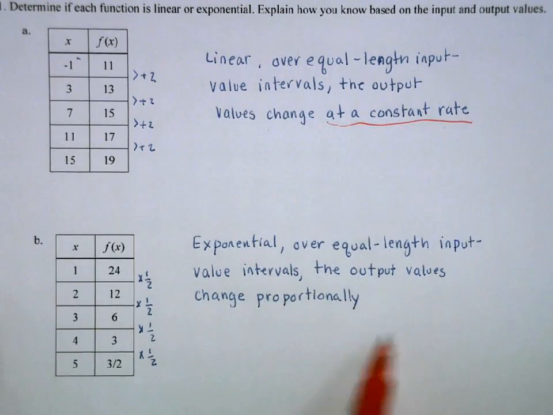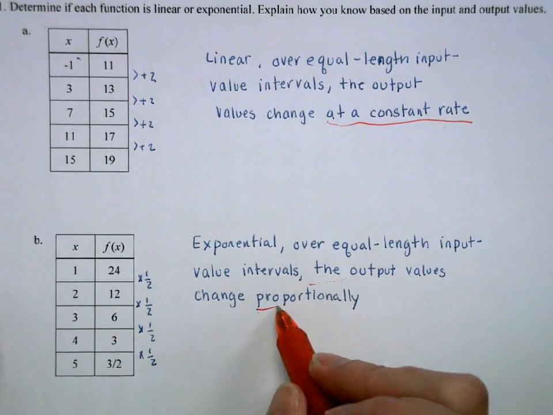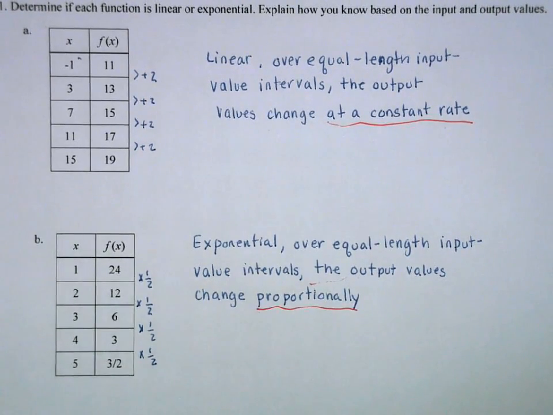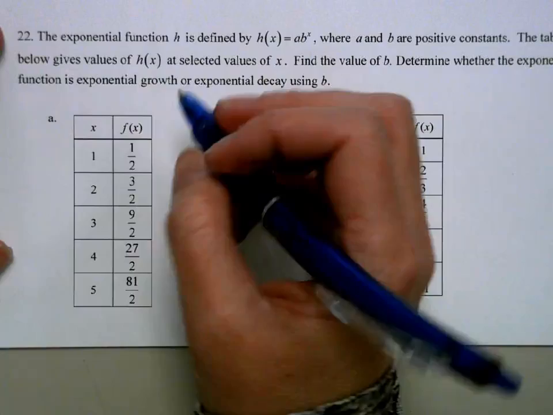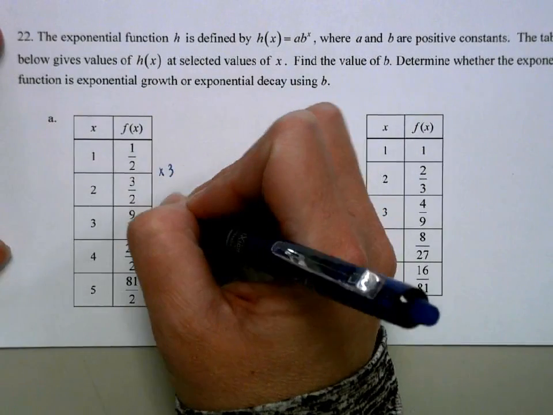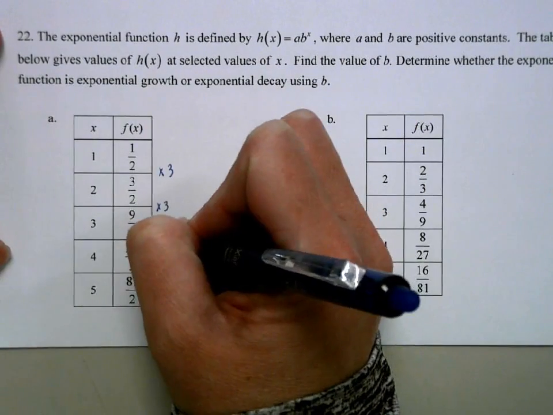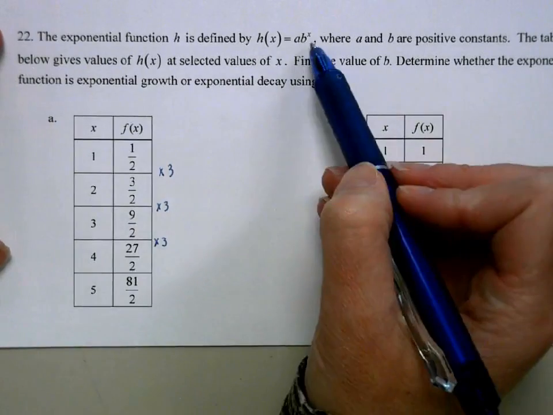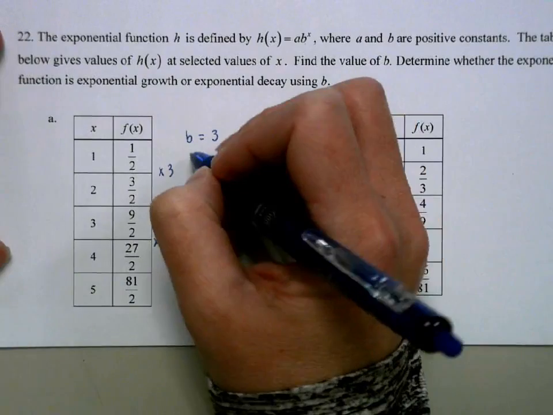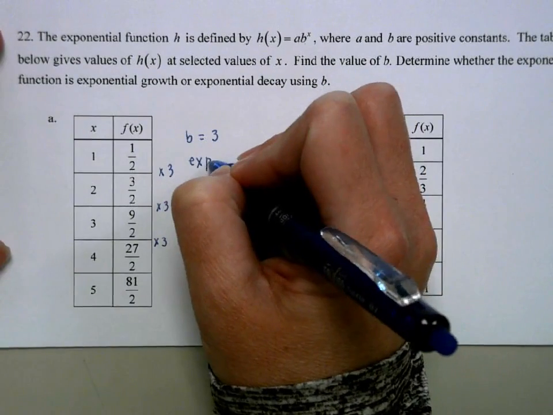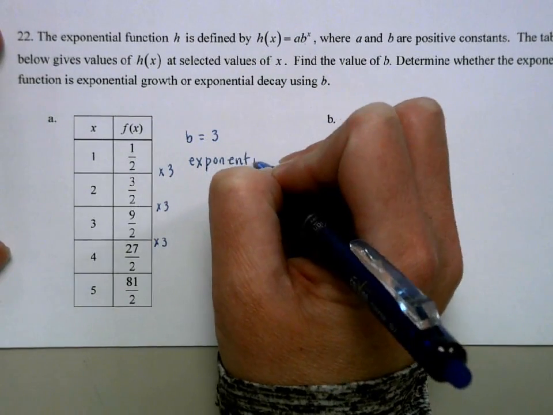Now we're going to determine if we have exponential growth or exponential decay based on our output values here. If you're looking, we're multiplying. Here from 1/2 to 3/2, we're multiplying by 3, and so on. So the base of this exponential function is going to be 3, which means we have exponential growth, because b is greater than 1.